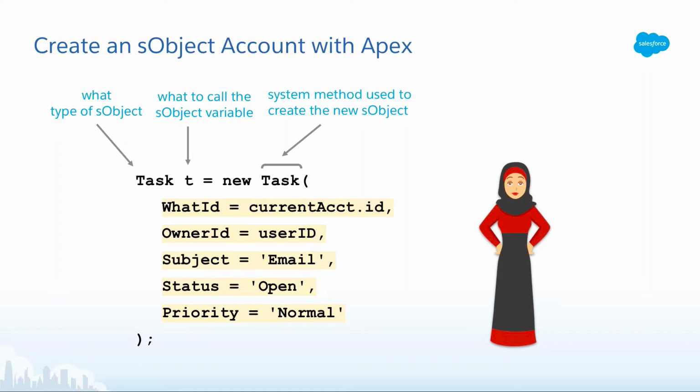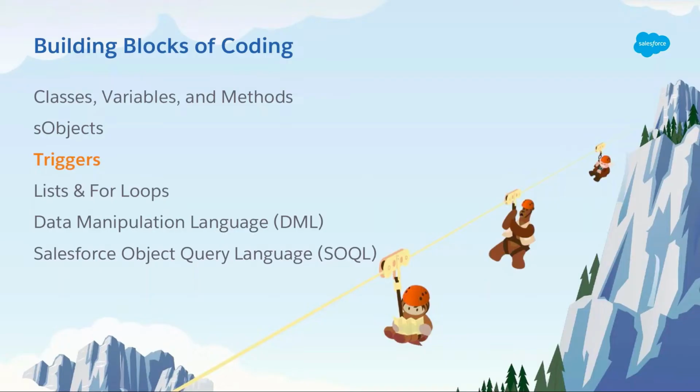It hasn't been saved to the database yet. We'll show you that later when we talk about DML. So Angelica, we've talked about classes, variables, methods, and sObjects. What's next on our tour of coding on the Salesforce platform?